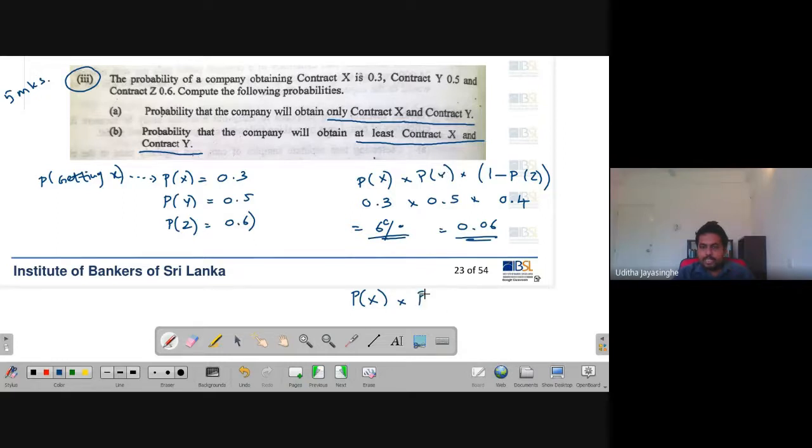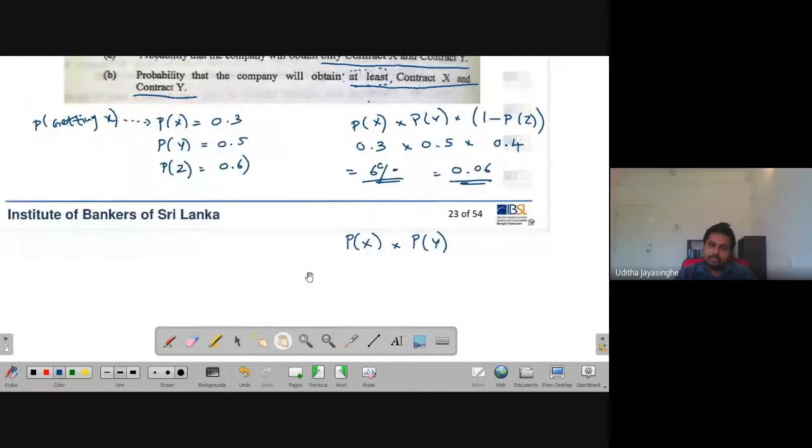Probability of Y is fine. And once you see the word "at least", what can you think about probability of Z? I'm okay even if I get it, and I'm okay even if I don't get it. So that means this part about probability of Z is implied as 1. Why? I'm getting it at 60%, not getting it at 40%.